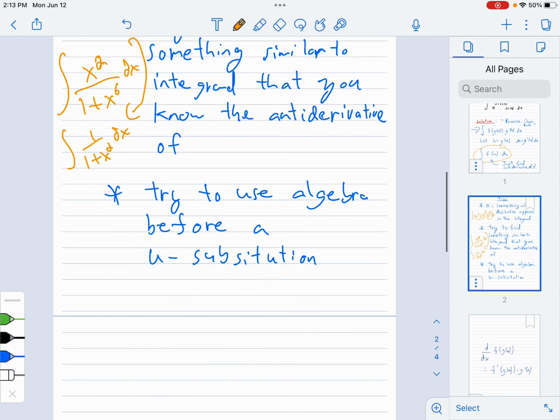And then last but not least, try to use algebra for u substitution if you can.